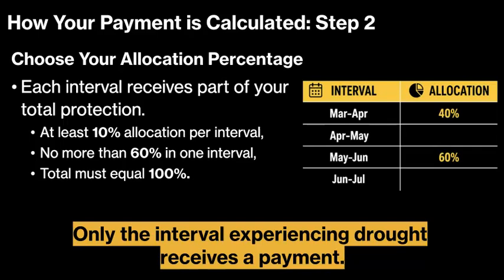One thing to remember is that each interval functions independently. If only one insured interval experiences drought, only that interval will receive a payment. Rainfall conditions in one interval do not affect payments in the others.